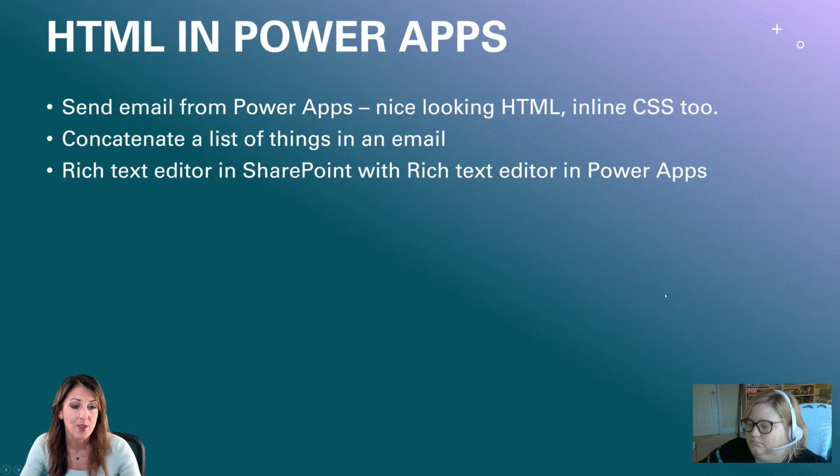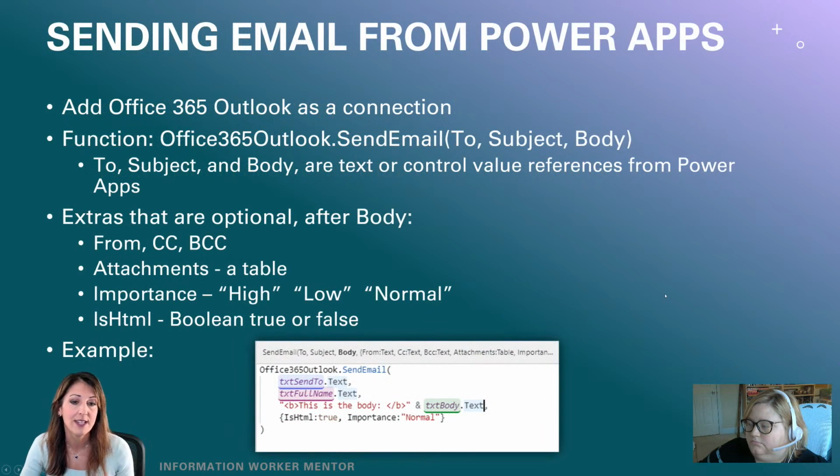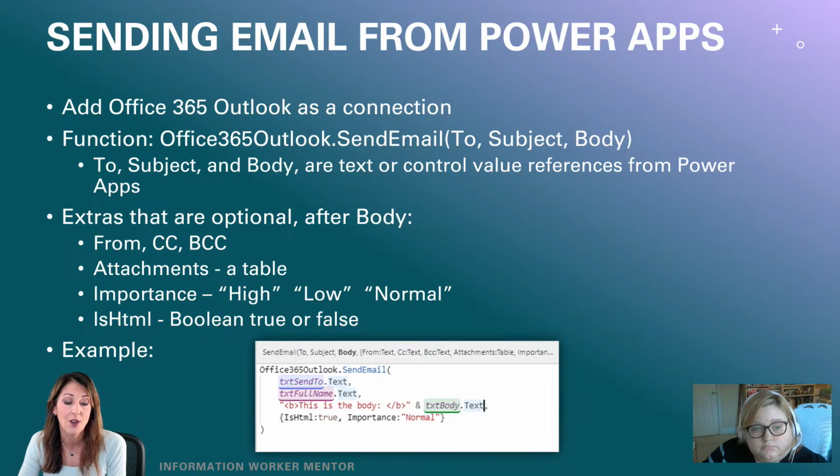All right, so the first concept we'll talk about is sending an email from Power Apps. The first thing you have to do when you want to be able to do this is to add the connector called Office 365 Outlook, and that will allow you to have this function that you see here on the screen.